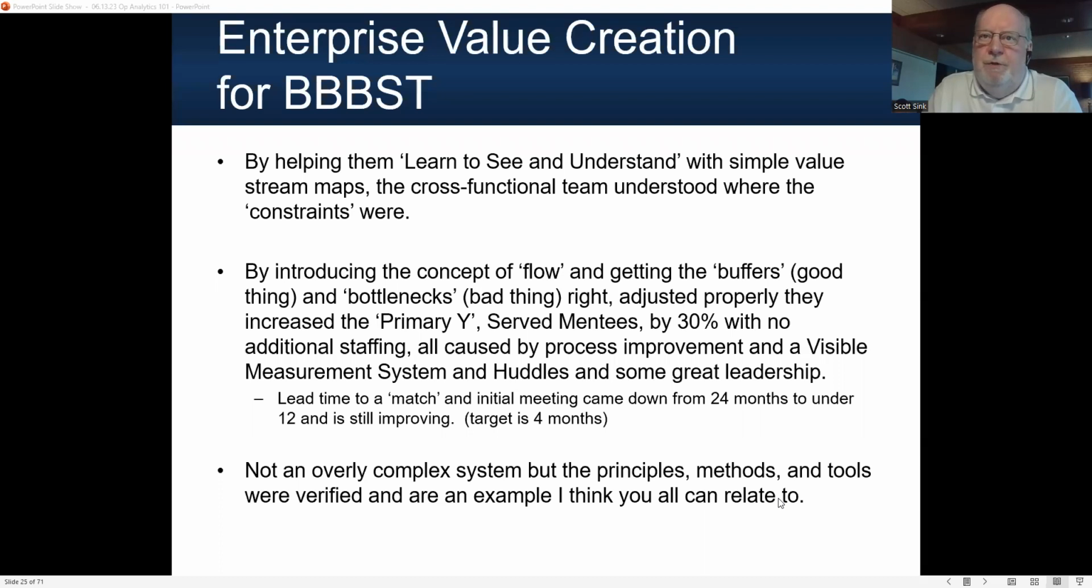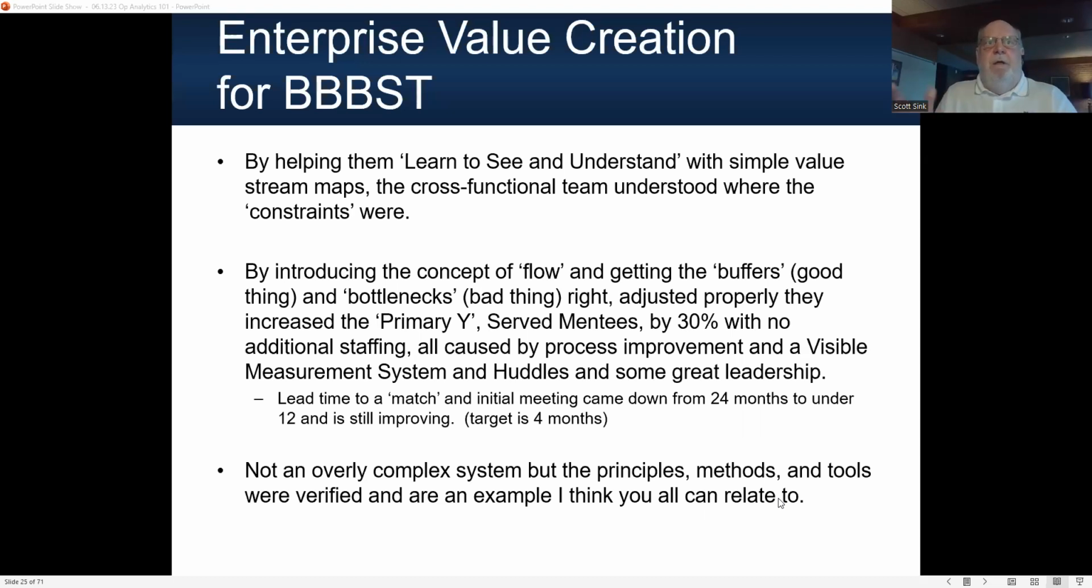All we did was just introduce a couple of really simple things, help them learn to see, and then start to talk to them about how they have to establish the right level of flow so that they can serve more mentees. At the same time, we were able to reduce the lead time from match to initial meeting from 24 months to about 12 months, and it's continuing to improve. The target is 4 months.